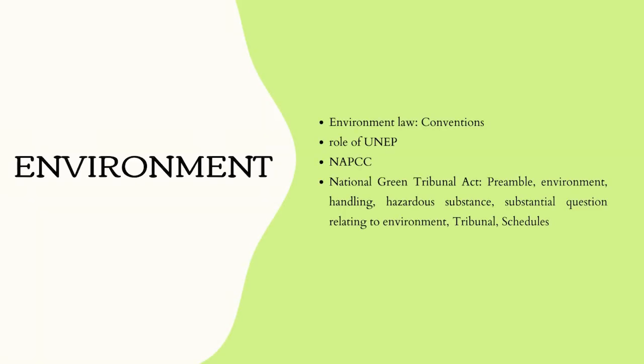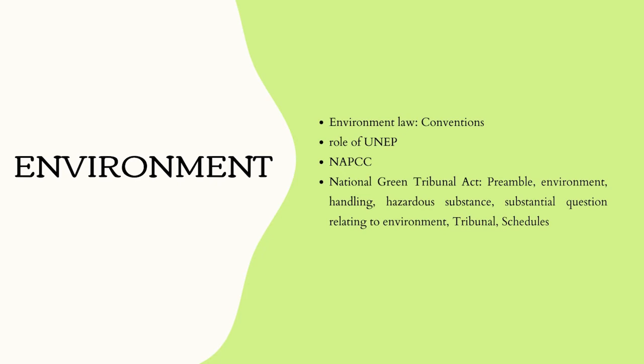Next unit is Environment and Human Rights Law. Under environment, what you should do is make a note of important conventions, starting right from the Ramsar Convention to the Kigali Amendment. Then there comes UNEP, which is the UN Environment Programme. Just try to note what its role is. Third one is NAPCC. So what is NAPCC and what are its 8 missions?